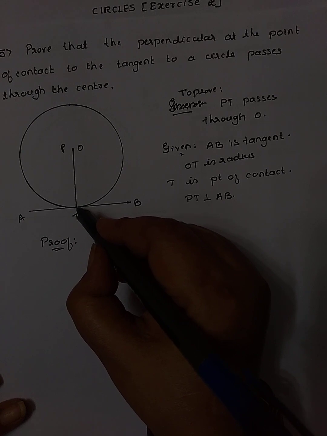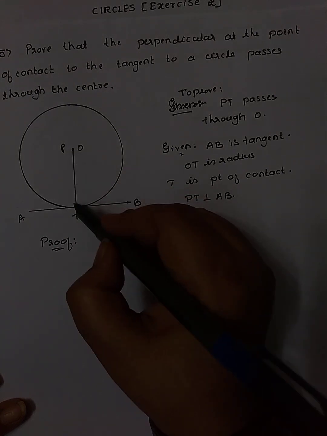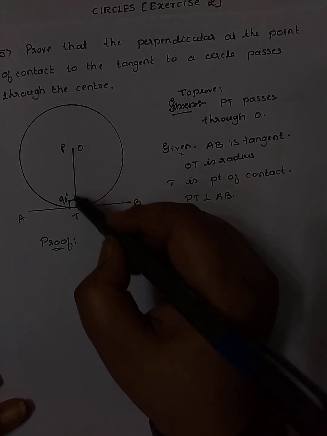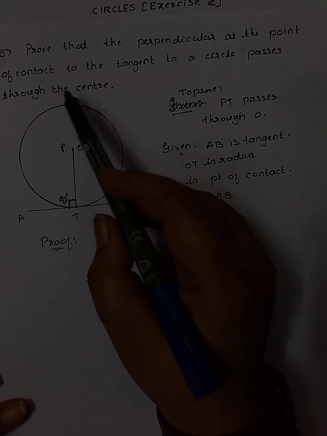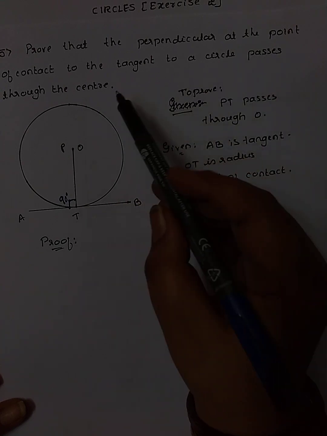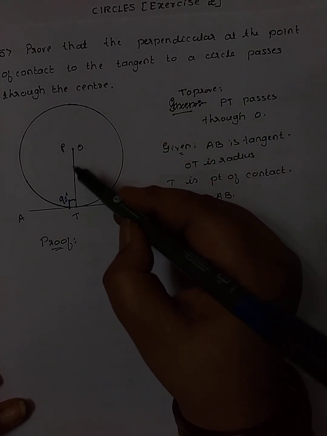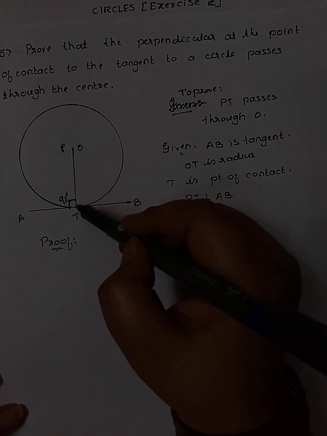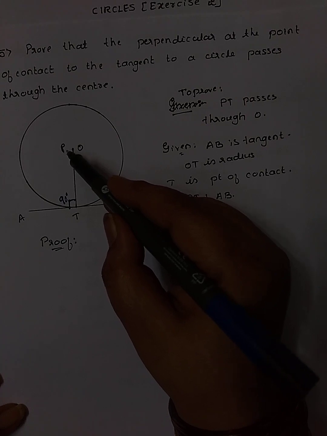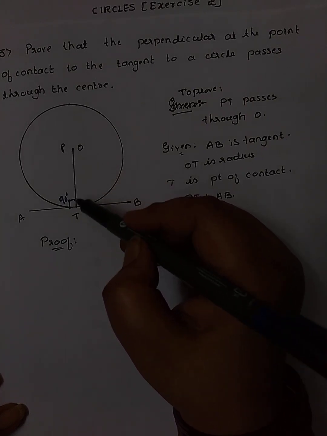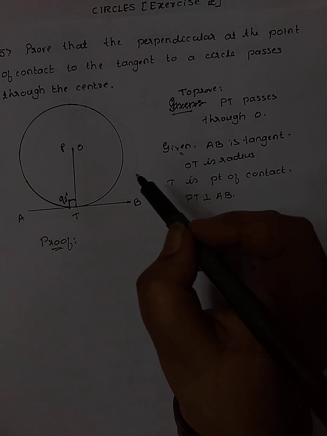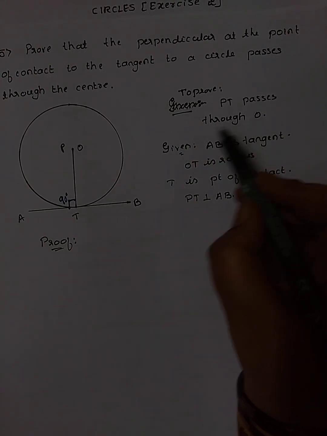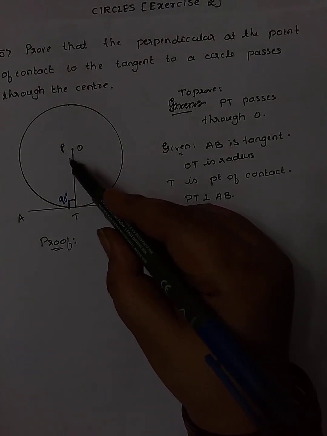Here one perpendicular is drawn. From the line PT we draw a line perpendicular, that is 90 degrees, to the circle, and it passes through the center. Here PT is one line and OT is another line. O is the center of the circle, OT is the radius, and P is another point, and PT is also perpendicular at 90 degrees. So we have to prove that PT passes through O.